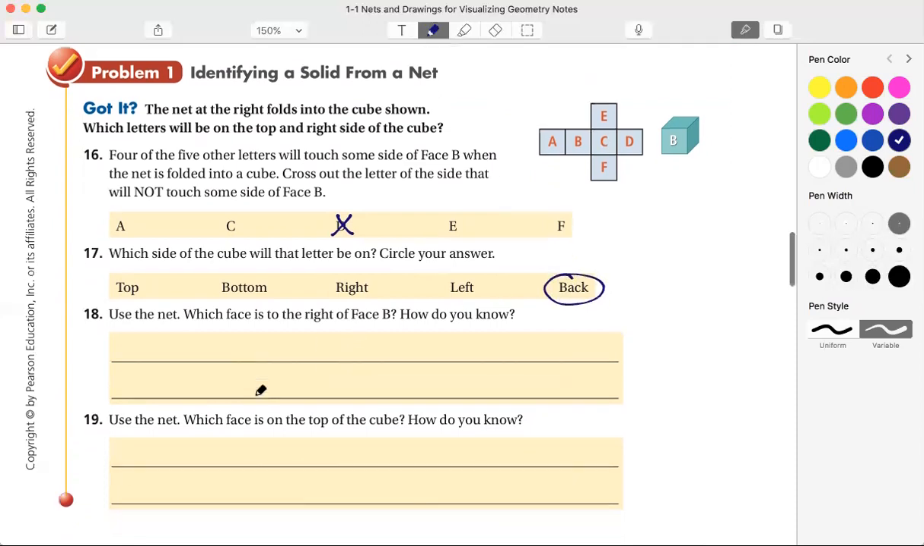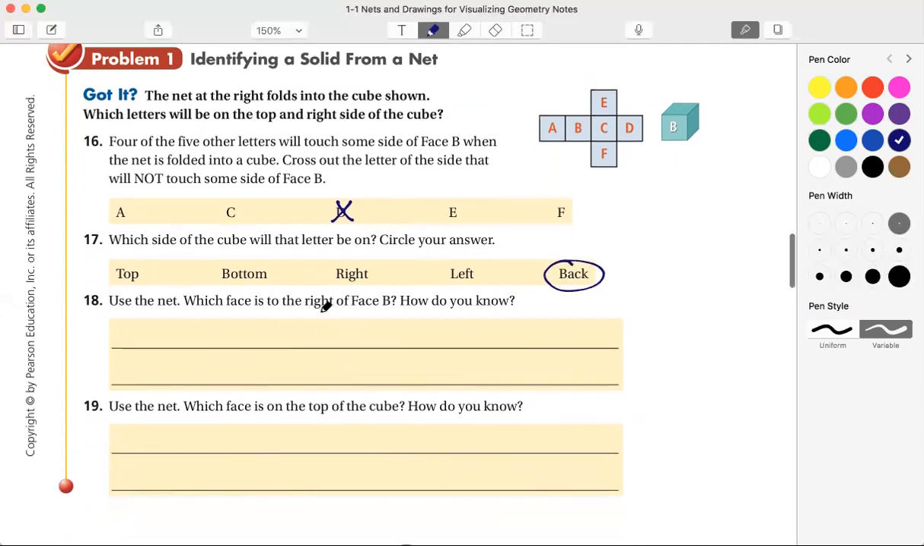All right, we're going to use the net. Which face is to the right of face B? So which is face right here? And how do I know? Well, it's going to be face C. And one explanation might be the following. Okay, the left side of C and the right side of B are the same edge of the cube.